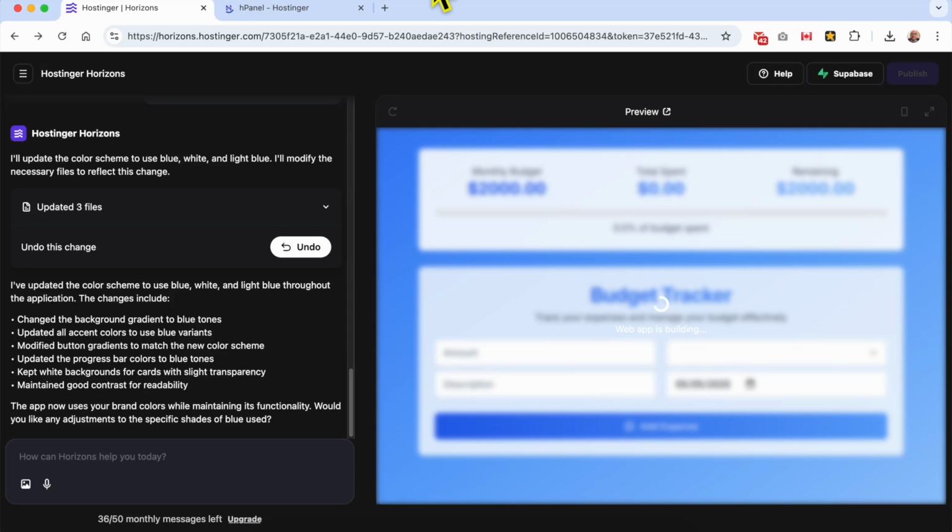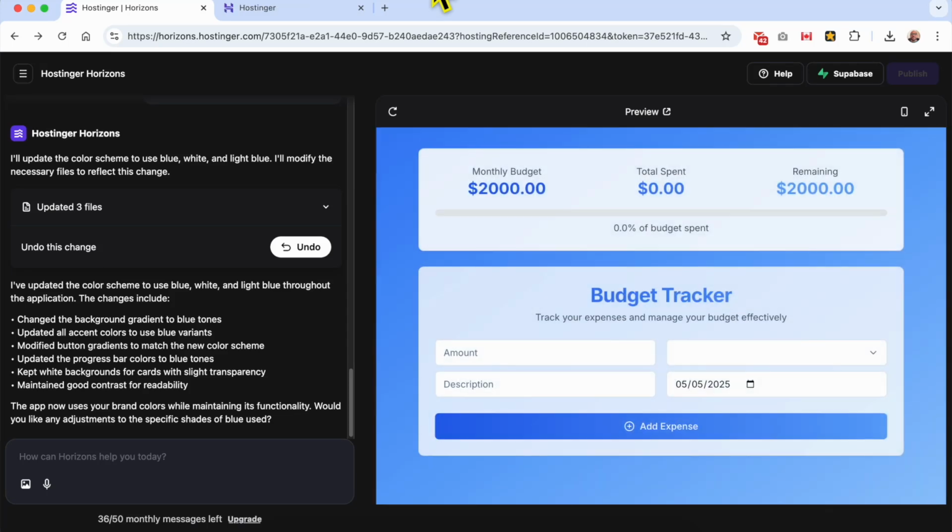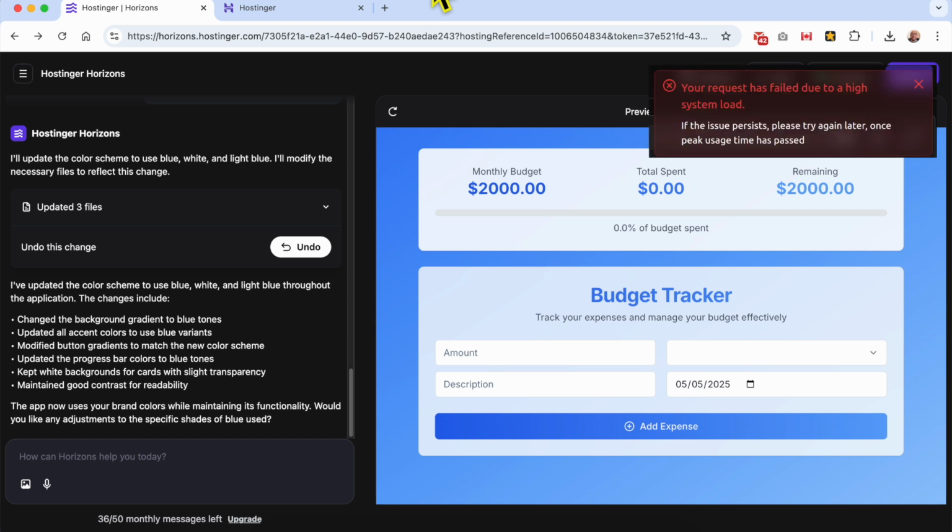If you're using Hostinger Horizons, you may see some small problems from time to time. That's normal because Horizons is still new and the team is working hard to make it better. One problem you may see is called high system load. This happens when too many people are using Hostinger at the same time. You'll see a message at the top right corner that says, "System usage is high, please try again later."